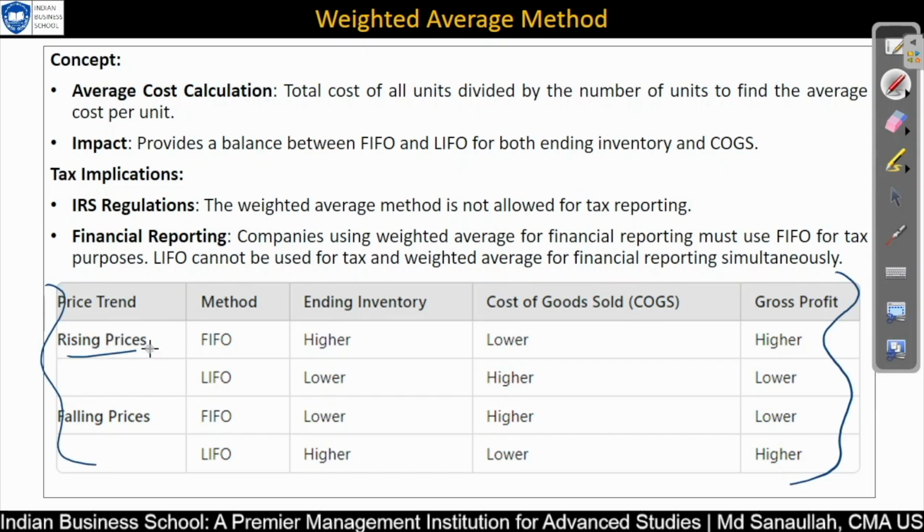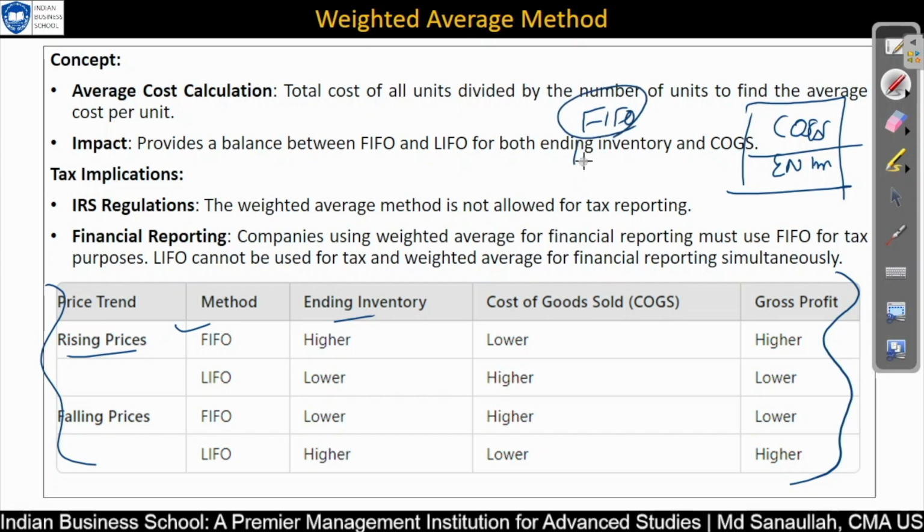In case of rising prices, what would be the ending inventory under FIFO? You can keep it in mind. You can think in that way: cost of goods sold and your ending inventory, and this is the total cost. So ending inventory in case of FIFO. In FIFO, what method do we use? Old inventory will go first. So in case of price increasing, our old inventory will be the lowest cost.